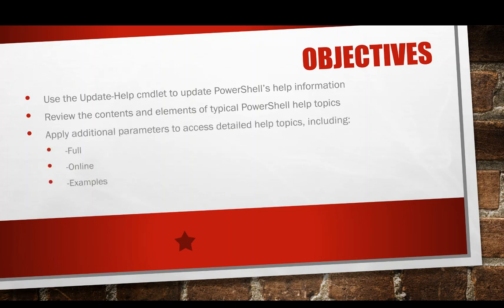Then I'm going to show you how you can add additional special parameters to the Get-Help commandlet that will help you access different elements here. Some of those parameters are going to be -Full, -Online, and -Examples specifically. And then lastly, I'm going to walk you through how to access and browse the special help files that PowerShell refers to as their about topics. And we'll be able to see a whole whack of additional information from there. So let's get at it.